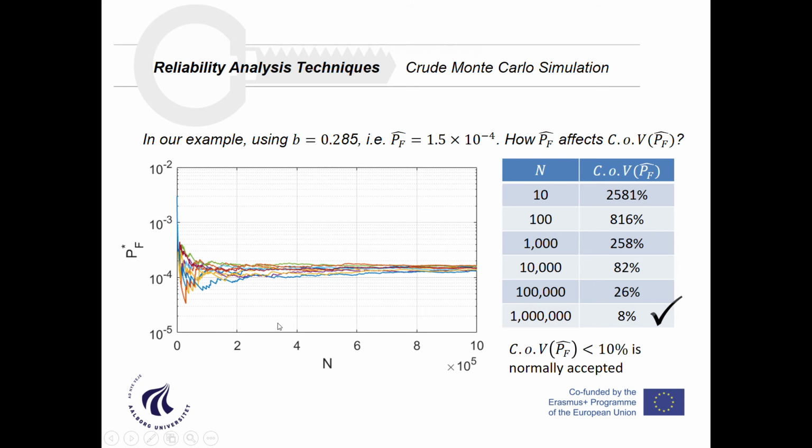So then we will need to increase our number of samples up to 1 million in order to be below 10%, which is normally accepted. This of course depends on the discipline, but in structural engineering at least it is the value that is normally accepted.